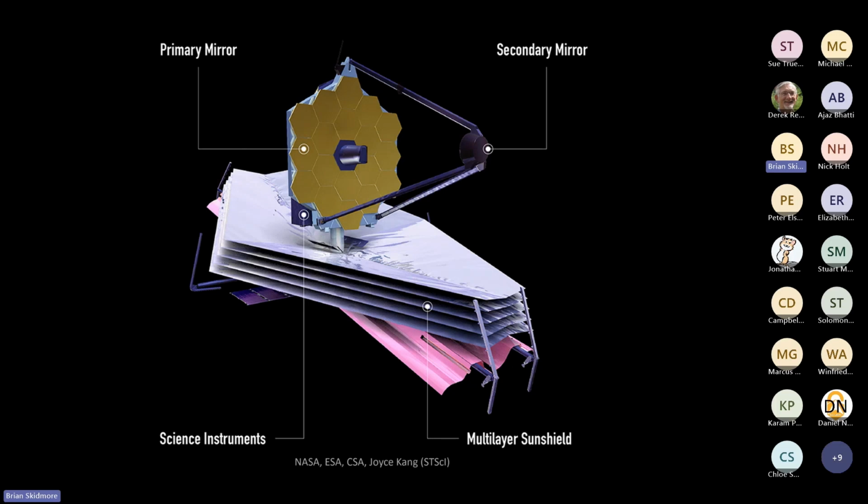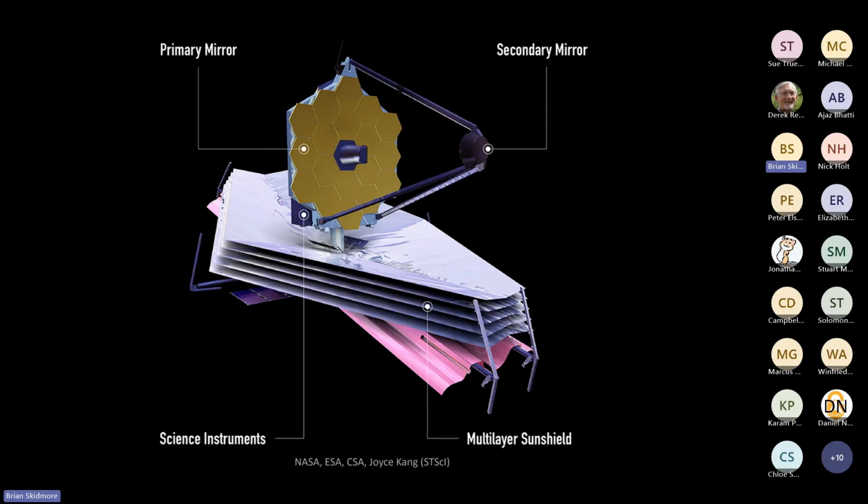The underneath is the hottest part. That will reach temperatures of about 110 degrees centigrade, so higher than the boiling point of water. But the temperature on the upper surface of the top layer will be about minus 220 degrees. So it's an extreme temperature difference of about 330 degrees, keeping the telescope extremely cold.